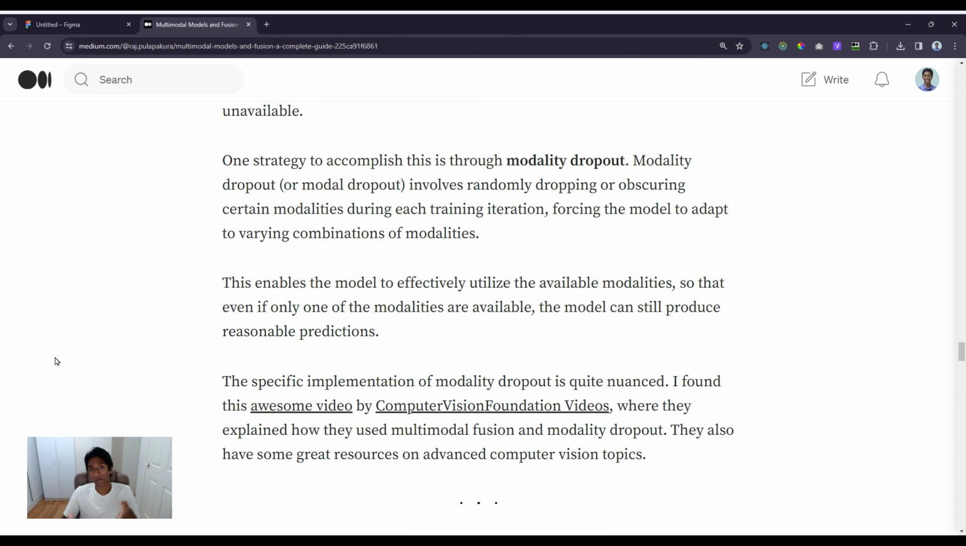The way we implement modality dropout is a bit nuanced, and I've provided some links in the description box below so you can learn more about how you would implement modality dropout so you can make your models robust to missing modalities at inference time.